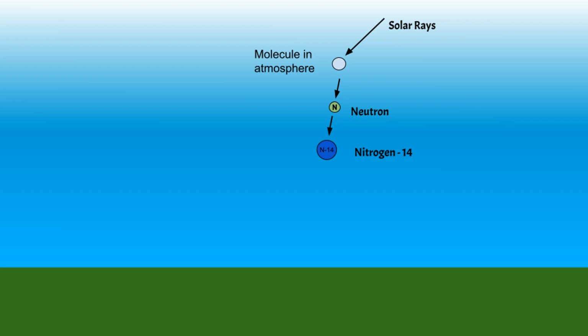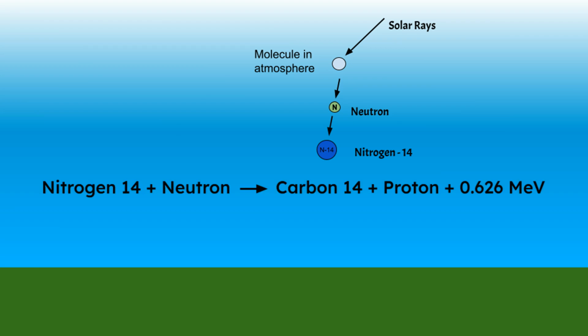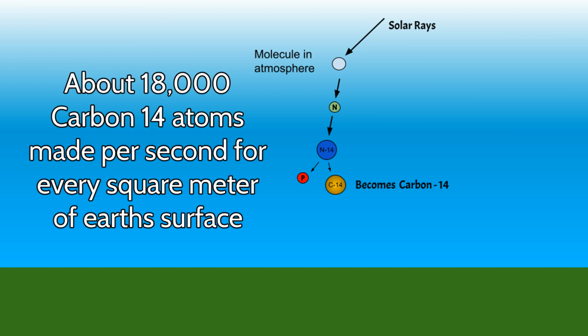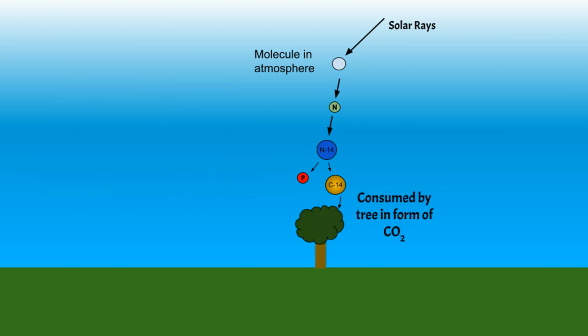If these neutrons run into a nitrogen 14 atom, the following reaction will occur. Nitrogen 14 plus 1 neutron equals carbon 14 plus a proton and some energy. So the nitrogen atom exchanges a proton for a neutron. This happens in our atmosphere constantly, and eventually these radioactive carbon atoms get consumed by a plant or an animal and become part of that organism.